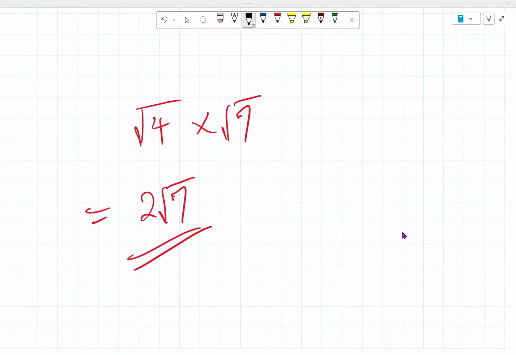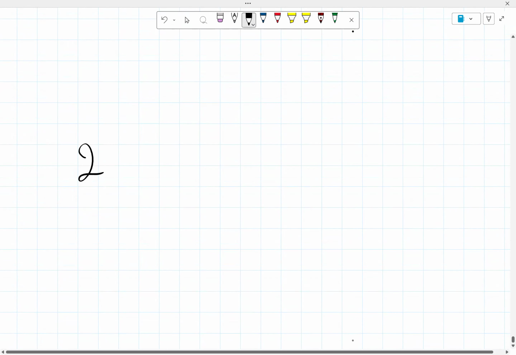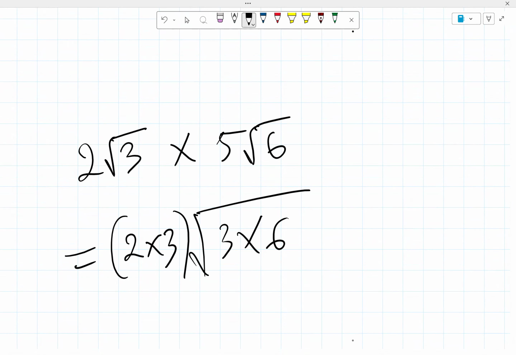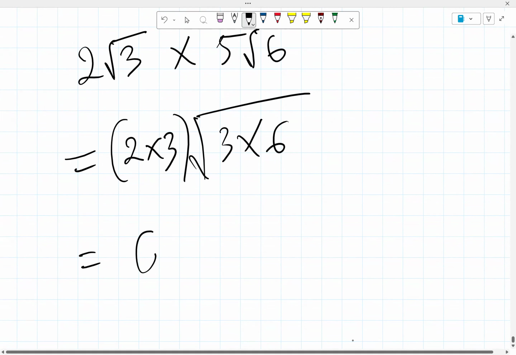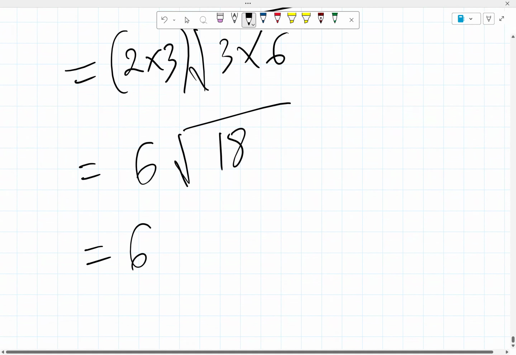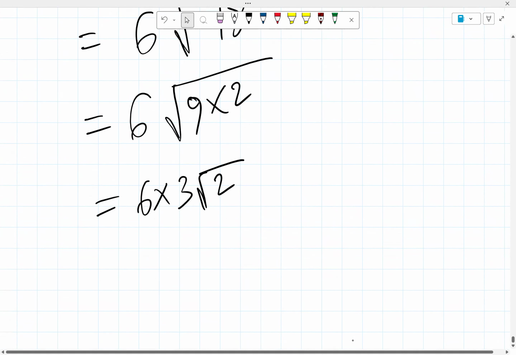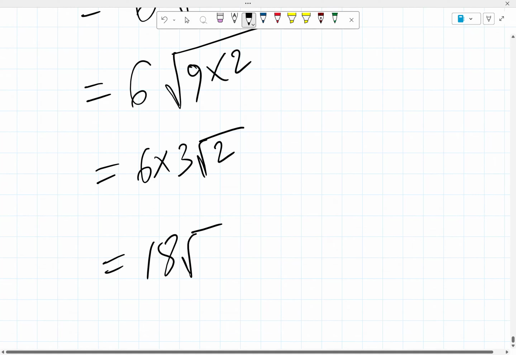So we're talking about 2 root 3 times 5 root 6. That's multiply 2 times 3, then multiply 3 times 6 under the square root. So this is 6 root 18. And from 18, we can get a perfect square, which is 9. That is 6 root 9 times 2. The square root of 9 is 3. So we have 6 times 3 root 2. So 6 times 3 is 18 and then root 2.